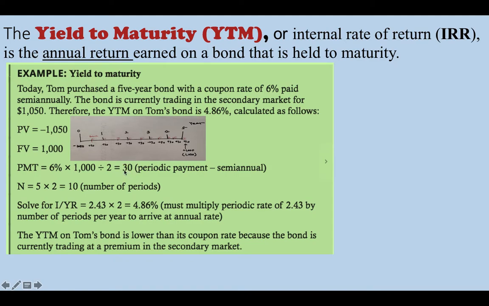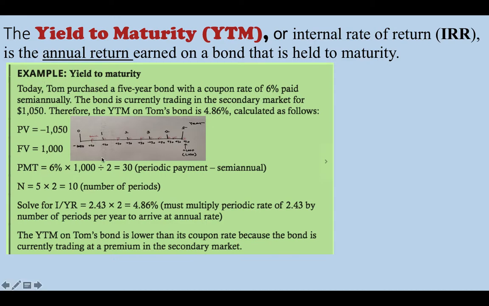each period of $30. So basically, every 6 months you'll get a $30 coupon payment. Then this is for 5 years, so the total is 10 payments. Then at the end of the 5 years, you will get $1,000, the par value of the bond, back. So this basically tells you that when you buy a bond, you buy a stream of cash flows.